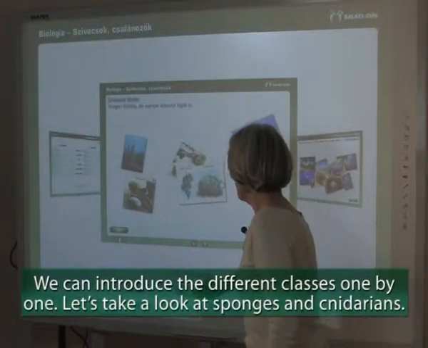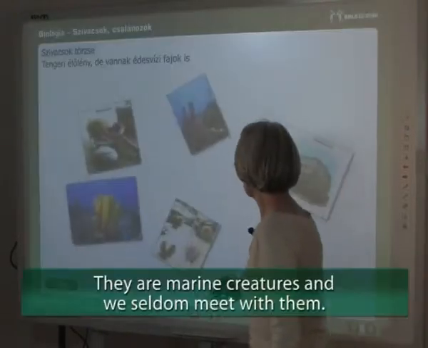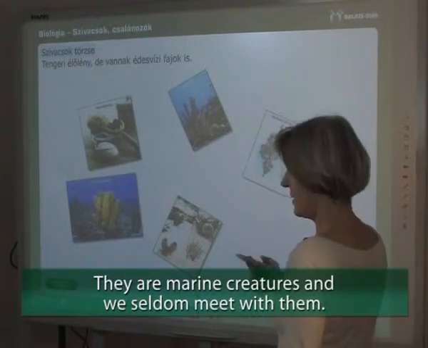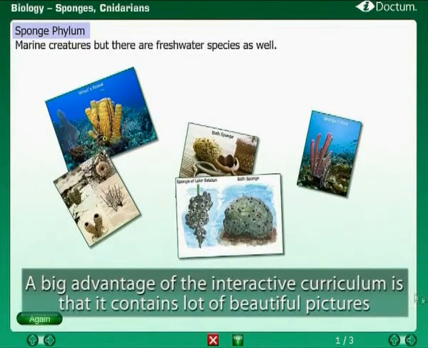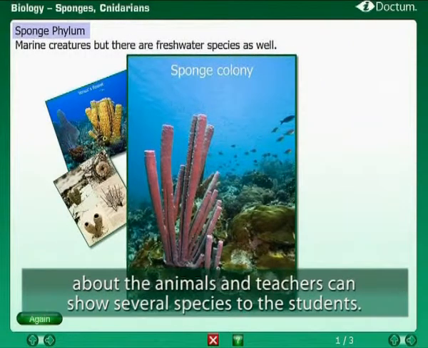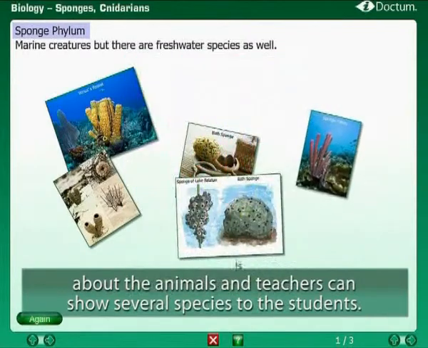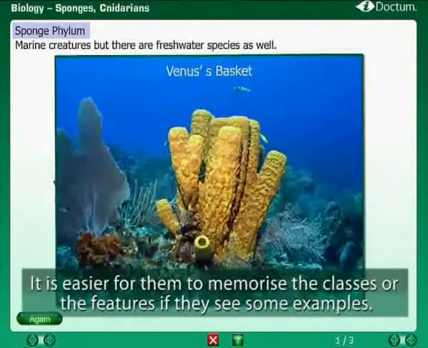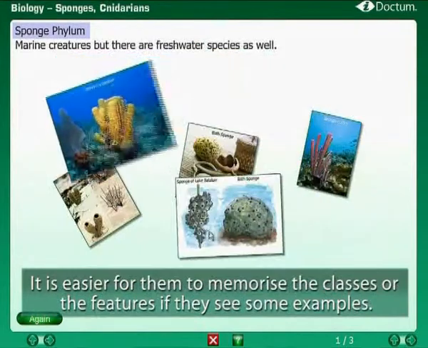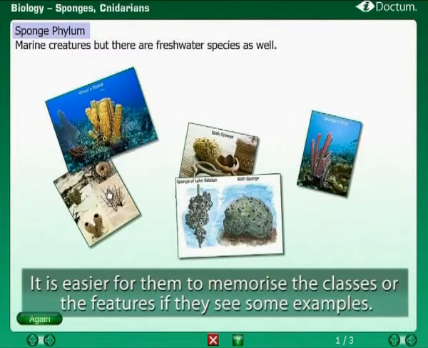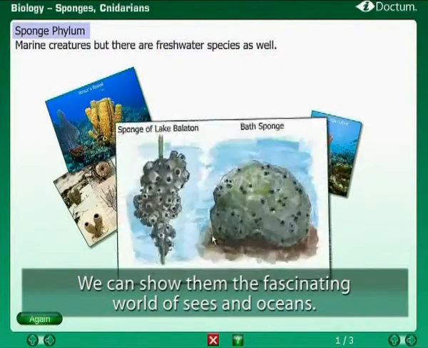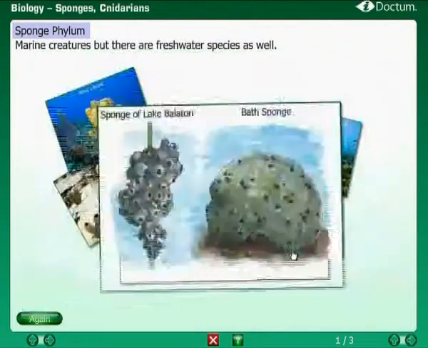Let's take a look at sponges and cnidarians. They are marine creatures and we seldom meet them. A big advantage of the interactive curriculum is that it contains a lot of beautiful pictures about the animals, and teachers can show several species to the students. It is easier for them to memorize the classes or the features if they see some examples. We can show them the fascinating world of seas and oceans.